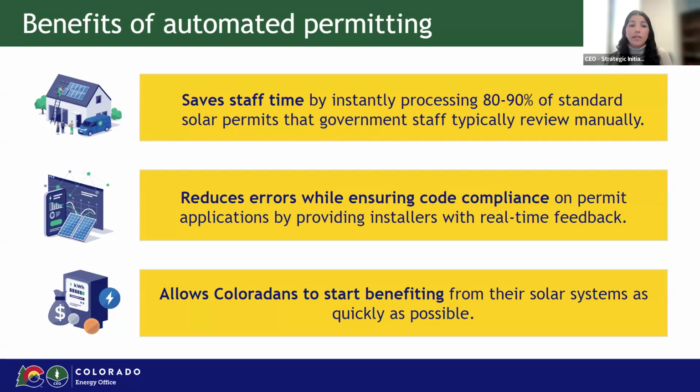And these platforms can also help reduce errors. Because they're providing that real-time feedback, users can update errors right then and there, and that can help decrease the back and forth that might normally occur between a jurisdiction and an applicant. And finally, these platforms can help people go solar faster. There's fewer barriers and delays, so Coloradans can get their solar systems installed faster and start benefiting from them quickly.